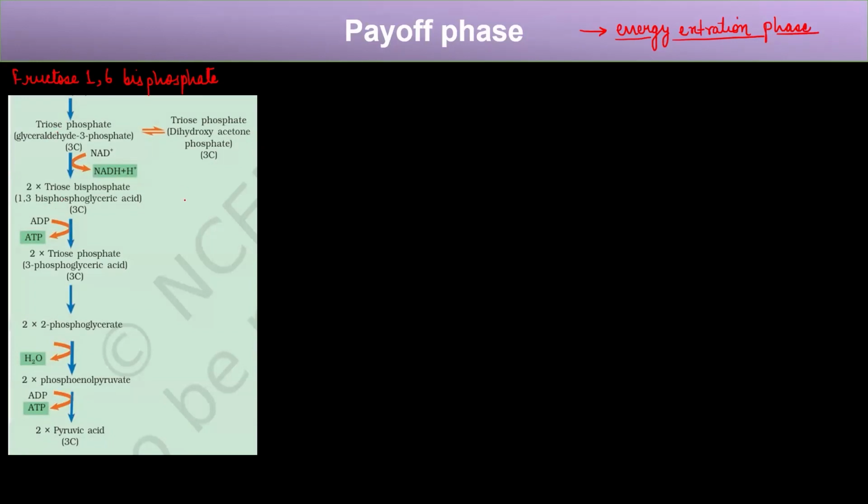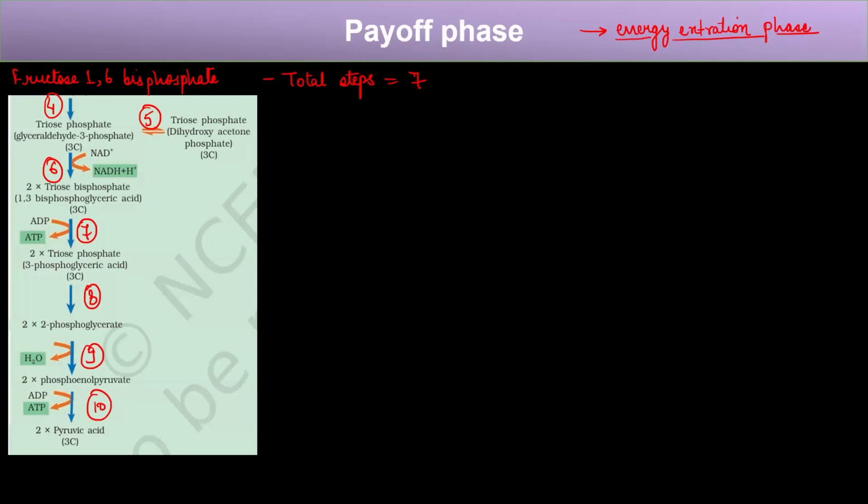And this payoff phase comprises, if you see, 7 steps, because this is your step number 4. This is 5, 6, 7, 8, 9, and 10. So out of 10, the first 3 steps are involved in the preparatory phase, and the next 7 steps are involved in the payoff phase. So in the payoff phase, the total steps are 7.